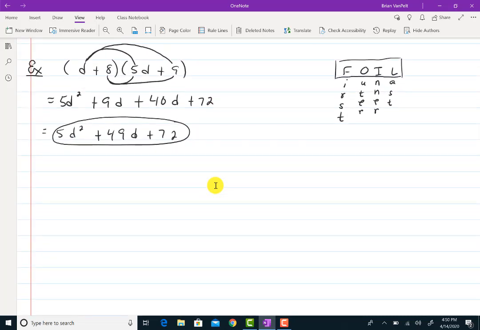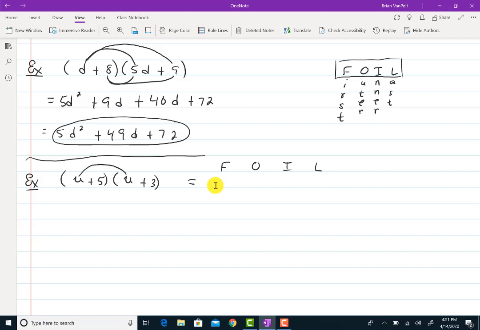So for the rest of this program, I'm going to be doing the FOIL method for all of my multiplications. u plus 5 times u plus 3. It's probably not a bad idea while you're doing your multiplications to do this, F-O-I-L, until you get comfortable with this. And so when I do the F, that's the first part, that's u times u, which will give me u squared. So I can kind of do this as I'm working out the acronym.